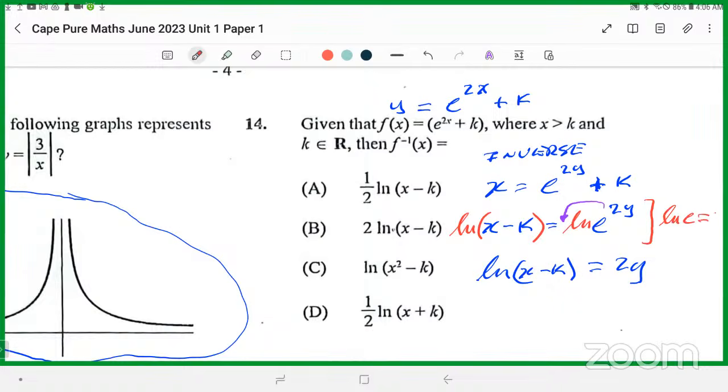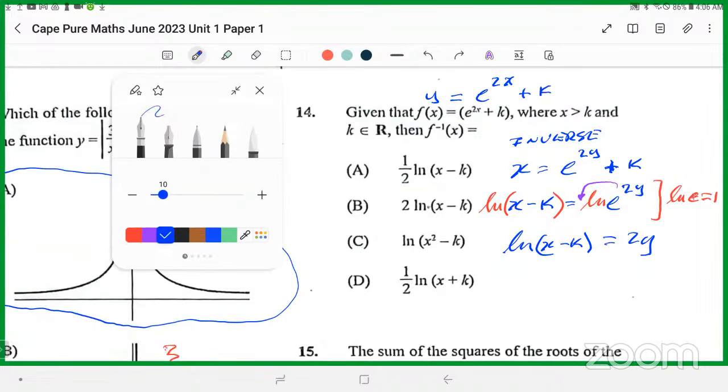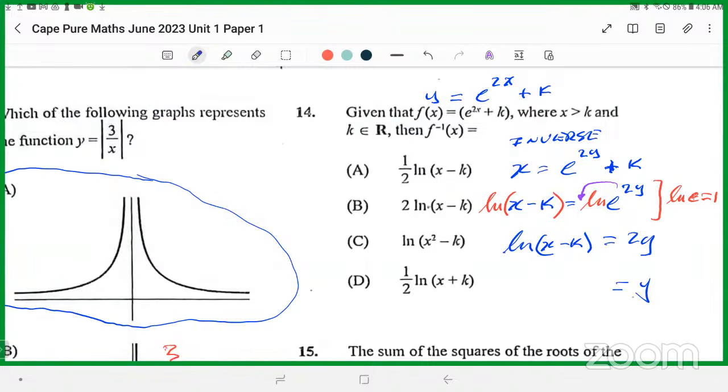ln e equals 1. I'm putting all this work on the paper because, as I said, I'm going to share the document. I want to get y, so I just need to divide by the 2. And so we end up getting y equals half of ln x minus k. This half can actually come up here now, but they haven't done it. This is the inverse right here: half ln x minus k.